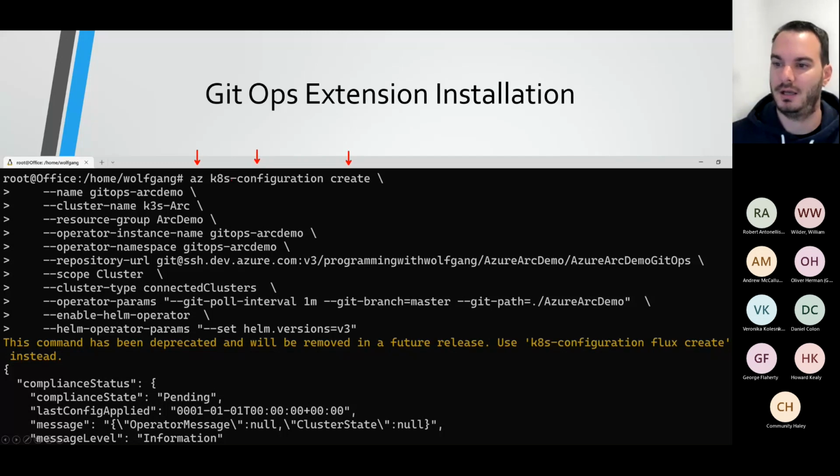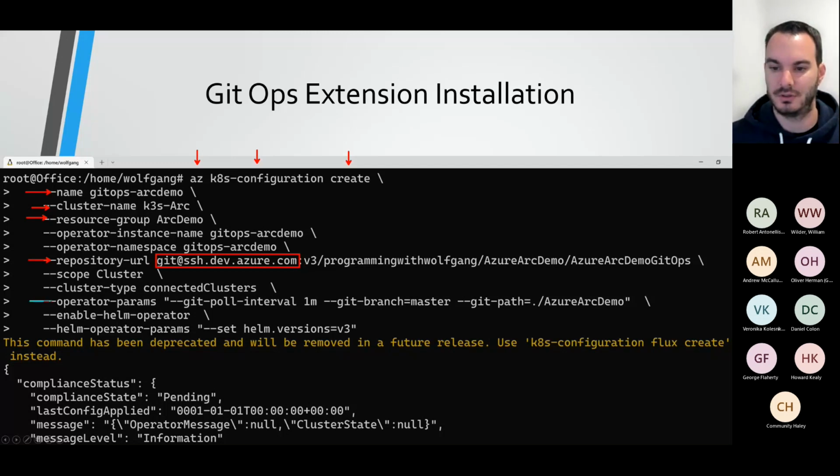So on the Kubernetes configuration, I want to do a create. And then you have parameters, and the parameters are named so you already know what's going on. So you provide a name, the name of your cluster, the resource group, and here the repository. So what you can see is here I'm using a DevOps repository. So that's a private repository. I'm going to show you in the next steps how to access the private repository.